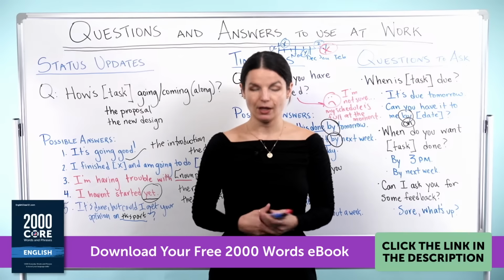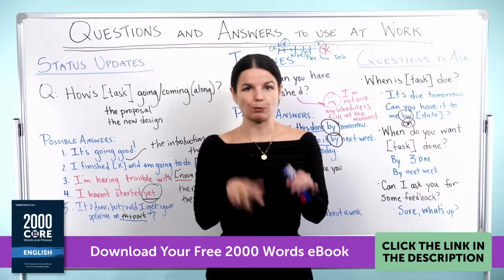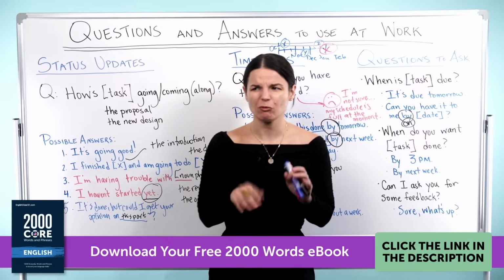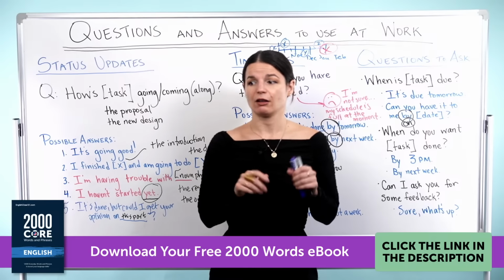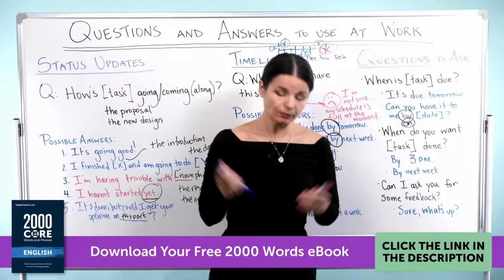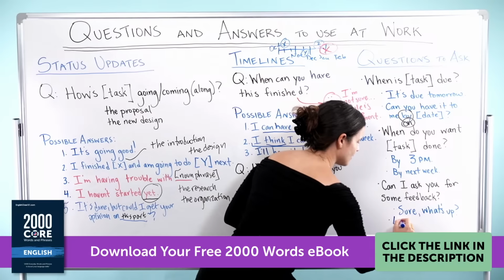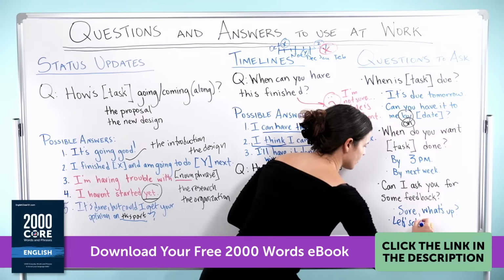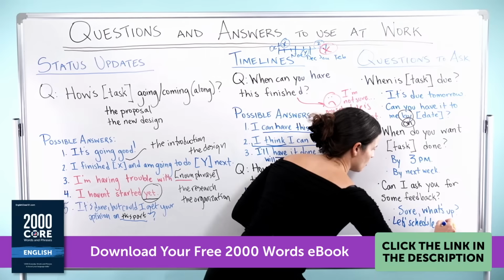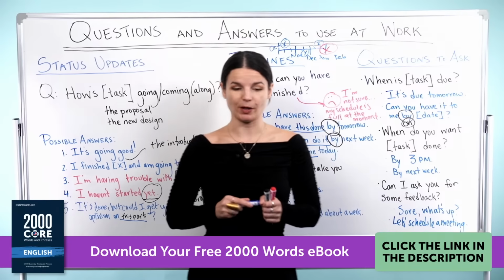Sure, what's up? You might think, oh, that's kind of casual at work, but usually someone's busy working and you say, hey, can you give me some feedback on this? They go, oh yeah, sure, what's up? It sounds kind of casual, or sure, no problem. If the person is busy, they might say, let's schedule a meeting. You might hear that as well, and you can use that as well too, of course.